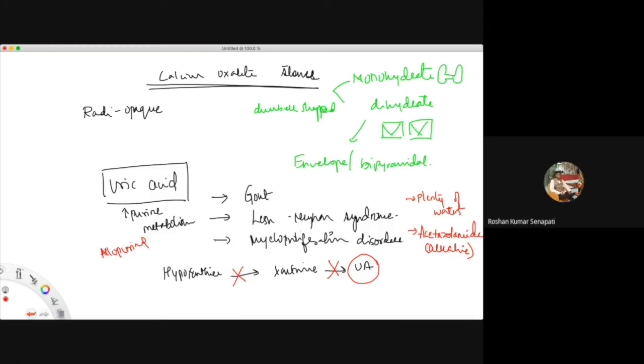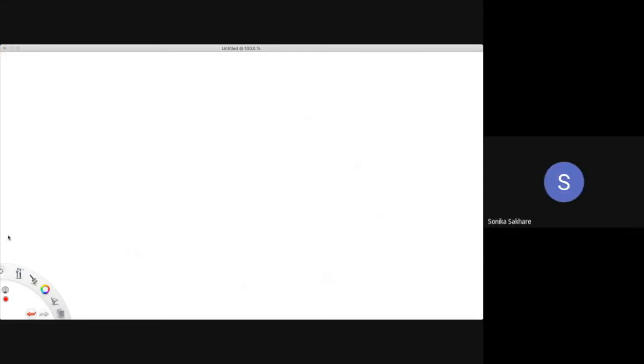Then one more thing is diet. You just ask them to take less purine in their diet. That means avoid animal products, meat, and basically red meat. All these products should be avoided. That would be the management part. Then, is uric acid radiopaque or radiolucent?